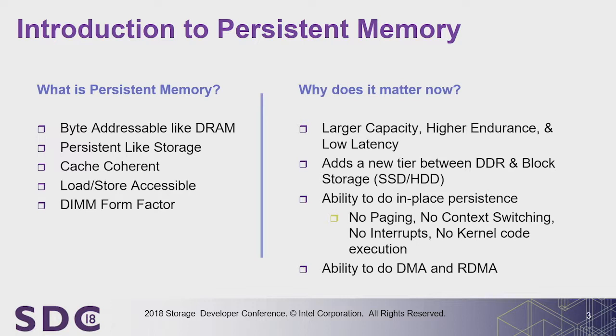But why does it really matter now? There have been NVDIMMs in the market for some time. So with DIMMs that are powered by 3D crosspoint media, we have much larger capacity than DRAM, higher endurance, and lower latency than SSDs. And that's creating a new tier in the industry, basically between the DRAM and the block devices. It also has the ability to do in-place updates, which basically eliminates page caching. And you don't have to go back and forth into the kernel. And it also has the ability to do DMA and RDMA.